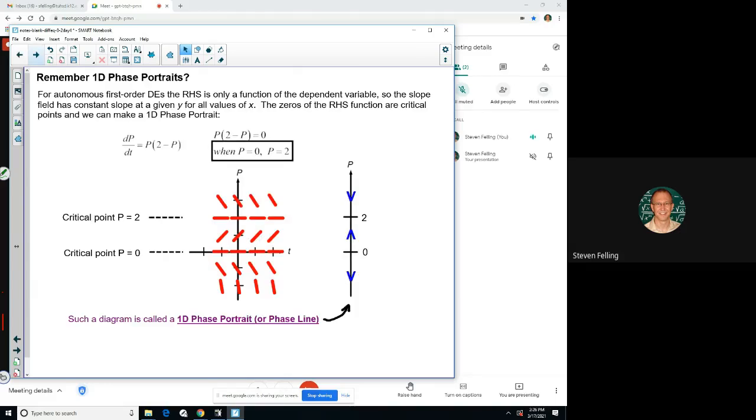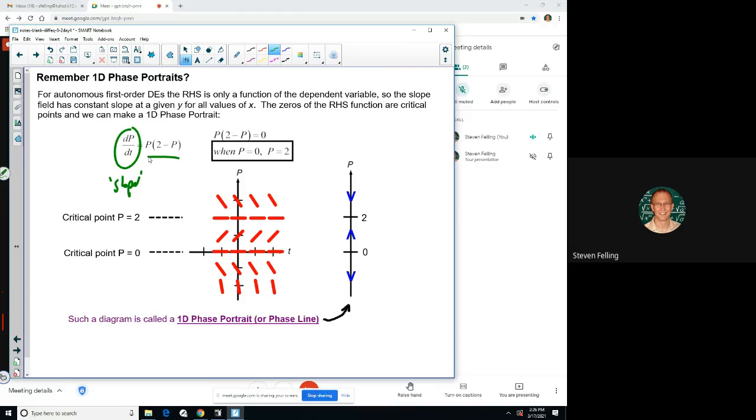Remember 1D phase portraits? Earlier on in the differential equations course, we said that if we happen to have an autonomous differential equation, just a single differential equation, what makes it autonomous is that your right-hand side is a function of only the dependent variable, so something like this. And what that means is if you were to plug different values for p in, since the p is the dependent variable versus, say, t, then you would have the same slope, right? This gives you the slope, the instantaneous rate of change of the solution curve at that point.